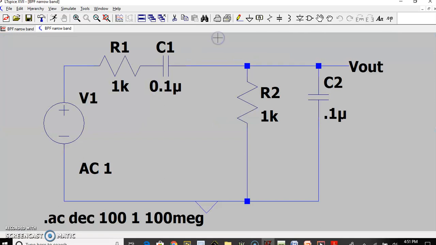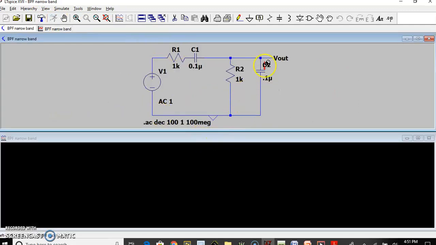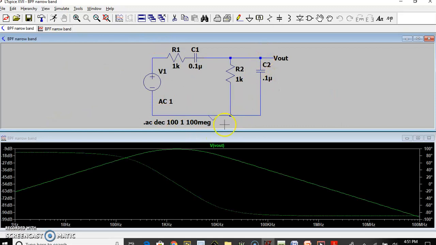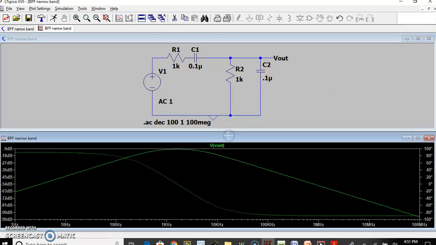Okay, so this is the LTspice simulation of that narrow band pass filter. You can see we have selected R1, R2 both as 1 kilo ohm, and C1, C2 also as 0.1 microfarad. So let us do the frequency response of this and try to find out what the frequency response is. You can see this is the frequency response.